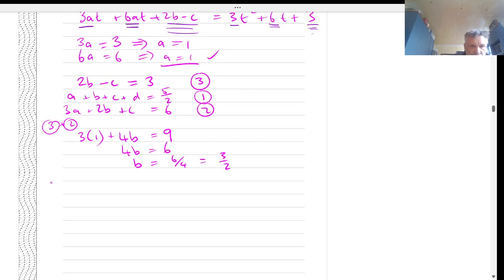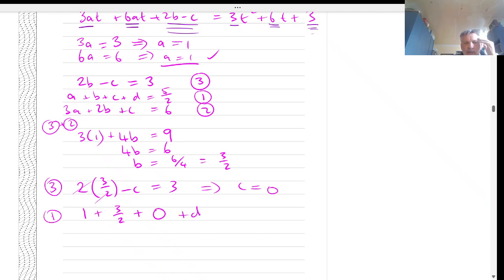Now if we just substitute what we've got into equation 3, we've got 2 times 3 over 2 minus c is equal to 3. The 2's would cancel. 3 minus c is equal to 3. That means c has to be 0. And to get d, we've only got equation 1. Equation 1 says a, which is 1, plus b, which is 3 over 2, plus c, which is 0, plus d has to be 5 over 2. 1.5 and 1 is 2.5 is equal to 2.5. That means that d also is equal to 0.